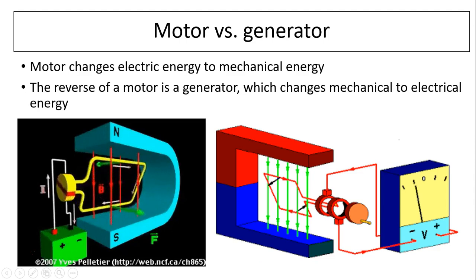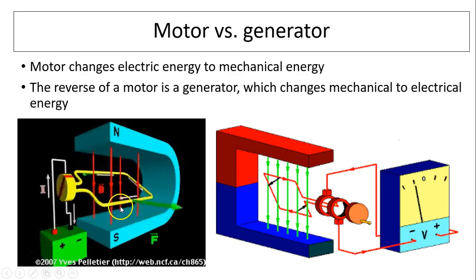So, a motor versus a generator. A motor, on the other hand, changes electric energy to mechanical energy. That's what a motor does. So here is the motor. The motor runs on the battery. So this battery changes the electrical energy into mechanical energy.